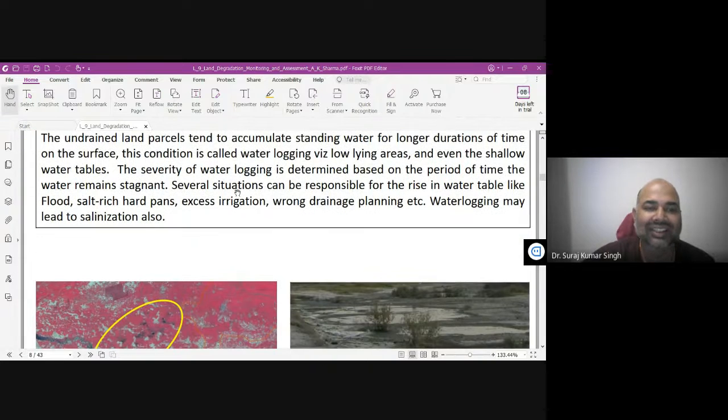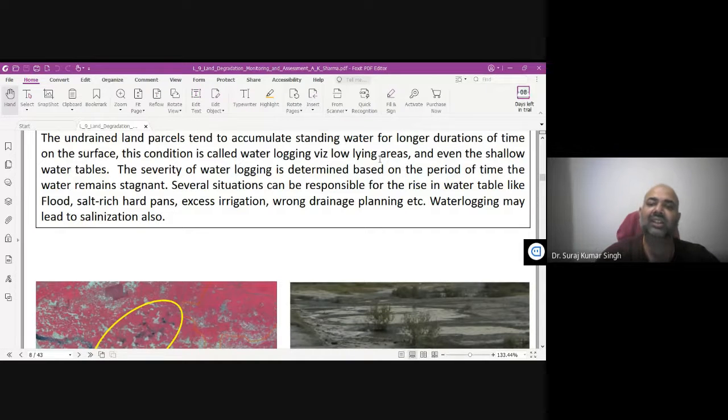Means the undrained land parcels tend to accumulate standing water for a long duration of time on the surface. This condition is called waterlogging, especially in low-lying areas, even with a shallow water table. What happens is that every year there are floods in the Brahmaputra, the Ganga, and various other systems, especially the Ghagra, Kosi, Kamla Balan, then the Mahananda River, and the Mahanadi. These are the rivers that frequently flood the plain areas.